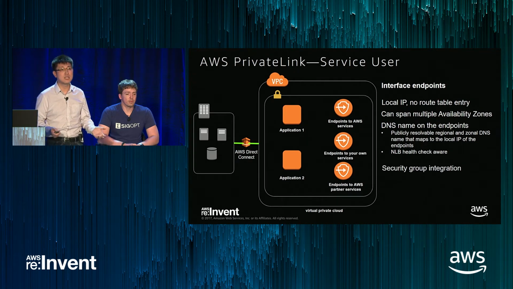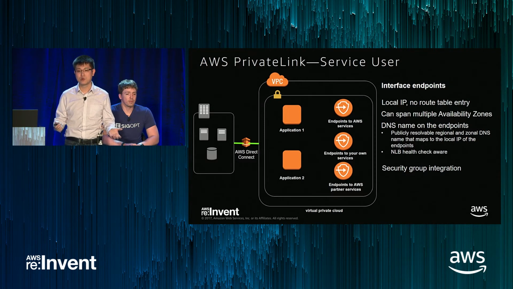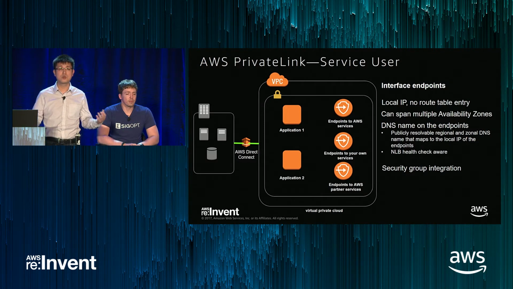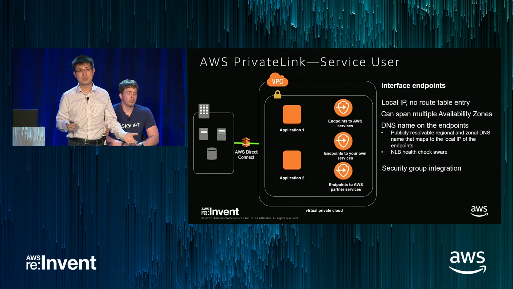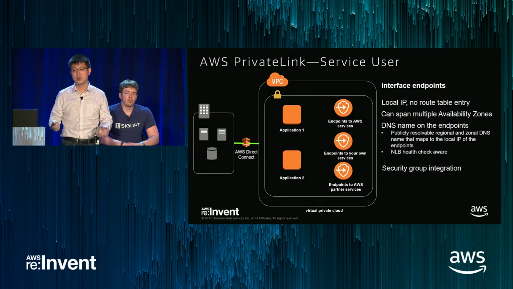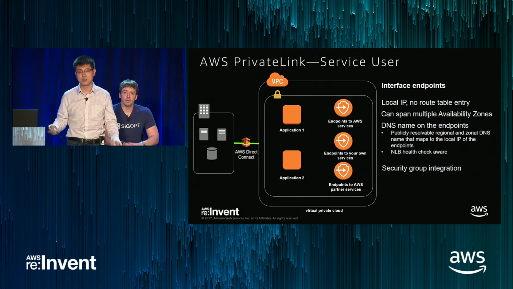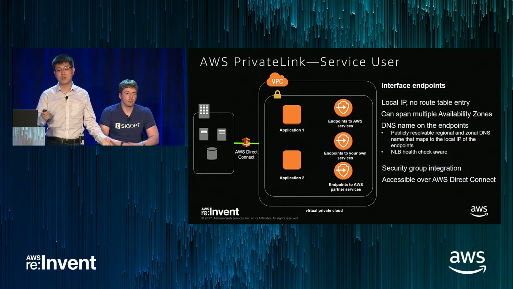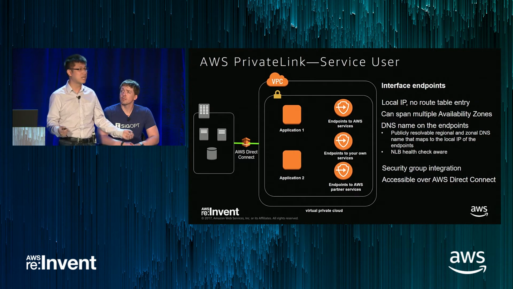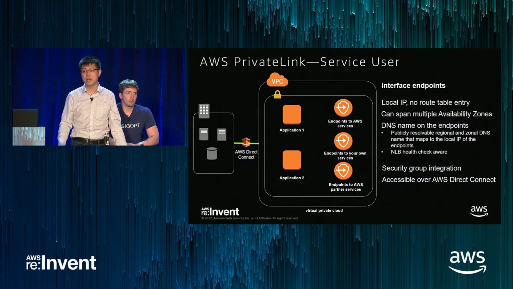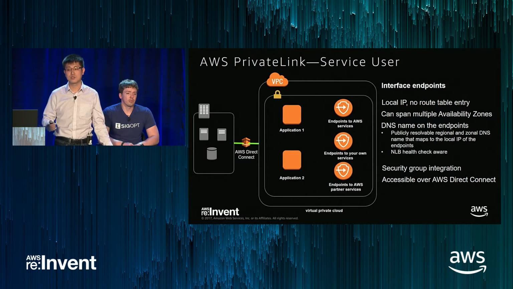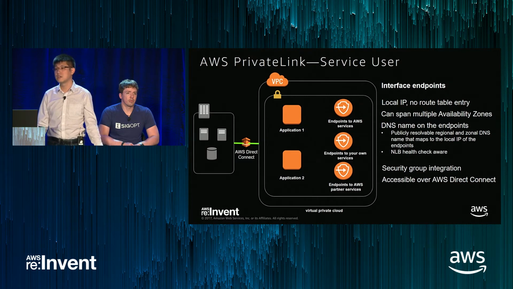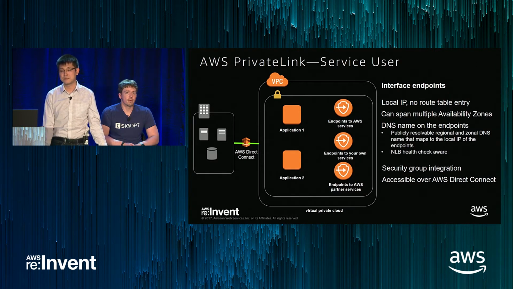Because now it's an elastic network interface, you can have a security group integrated with that. So that helps you control which instances, which applications in your VPC will be able to talk to which endpoints to get to the services behind them. And as you can see, this model works with AWS Direct Connect as well. Let's say you have an application sitting in your on-prem network, and you can use Direct Connect to come to the VPC to talk to the endpoints. And the traffic will just get automatically forwarded to the service on the other side.